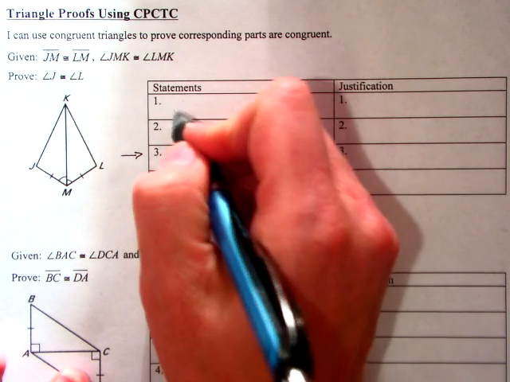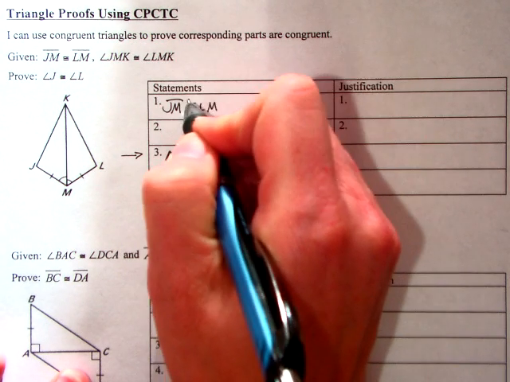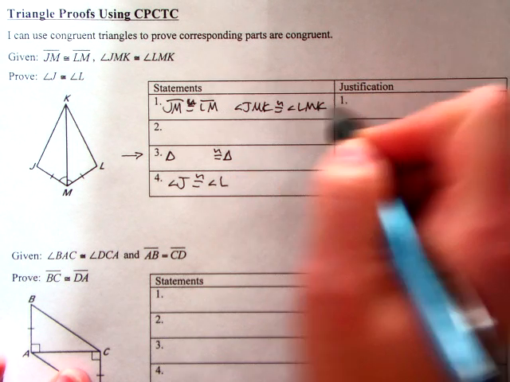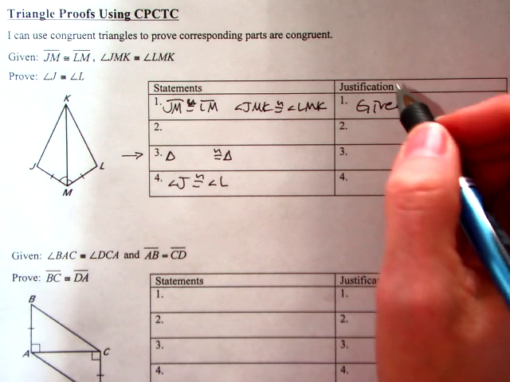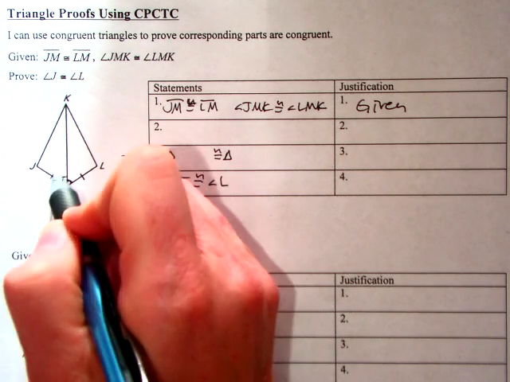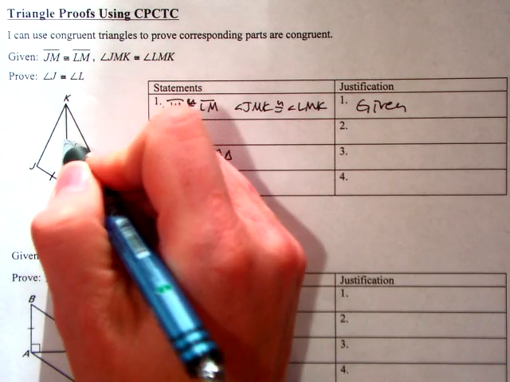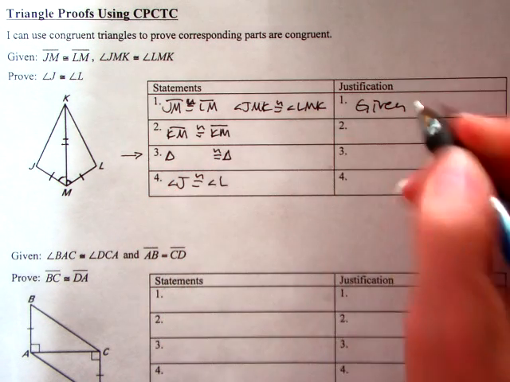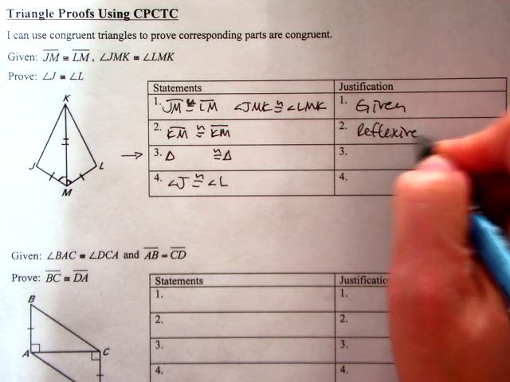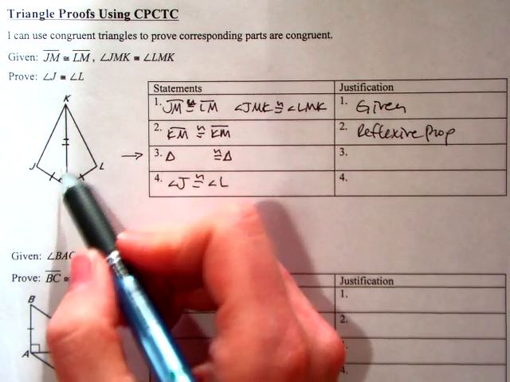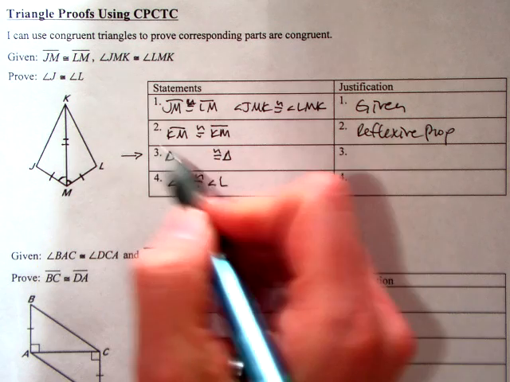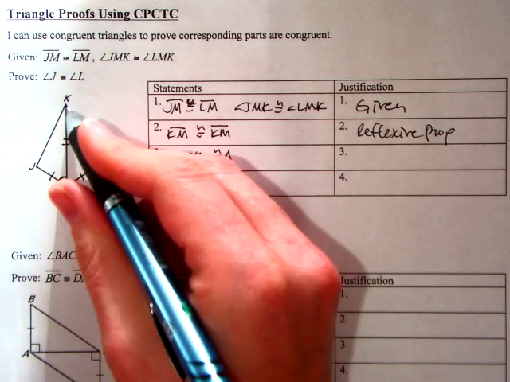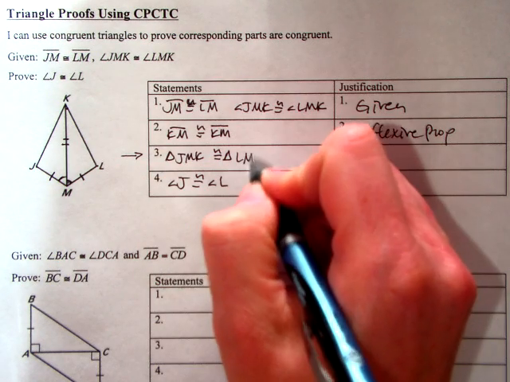So I've got JM congruent to LM. And angle JMK is congruent to angle LMK. So I've got this angle congruent to this one and that to that. I'm always looking for shared sides and vertical angles, so I know that KM is going to be congruent to KM. Reflexive property. My triangles are now congruent by side, angle, side, so that's where this is coming in. So triangle JMK, going like this, is congruent to triangle LMK by side, angle, side.